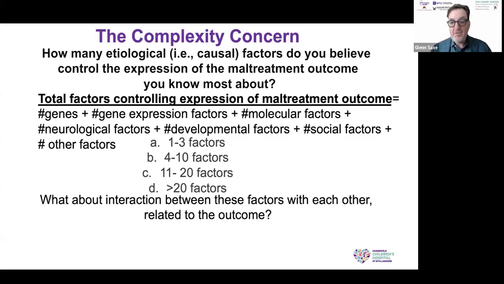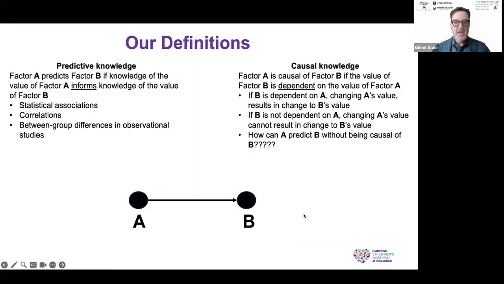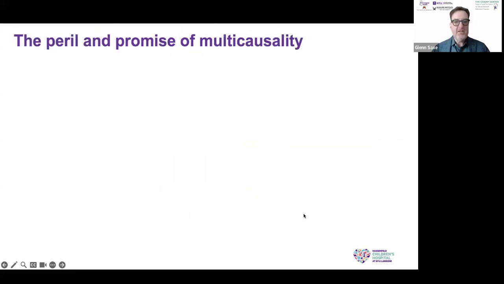And I haven't even talked about the interaction between causes. So the greater the number of causes, the greater the risk of false conclusions from research you might read about. And I've already defined this. So let's talk about the peril and promise of multi-causality. I'm going to start with the peril.